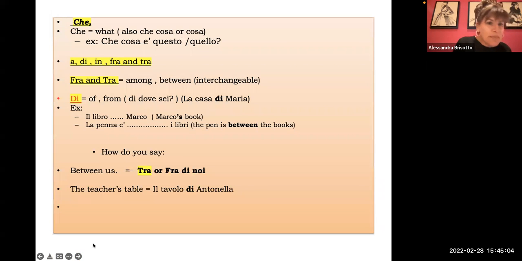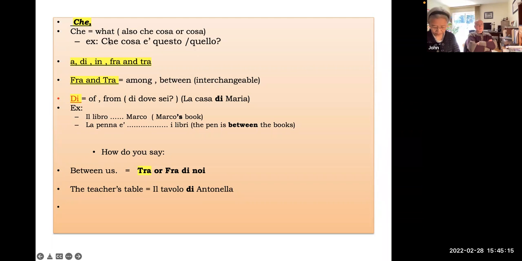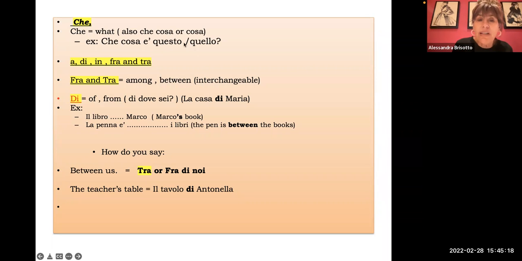So let's see some prepositions here that are in your book, in your unit. So, che means what. So, che cosa è questo? What is this? Che cosa è quello? So, che or che cosa means what. Then we have other prepositions: a, di, in, fra, and tra. Fra and tra mean among or between. They are interchangeable. You can use fra or you can use tra.